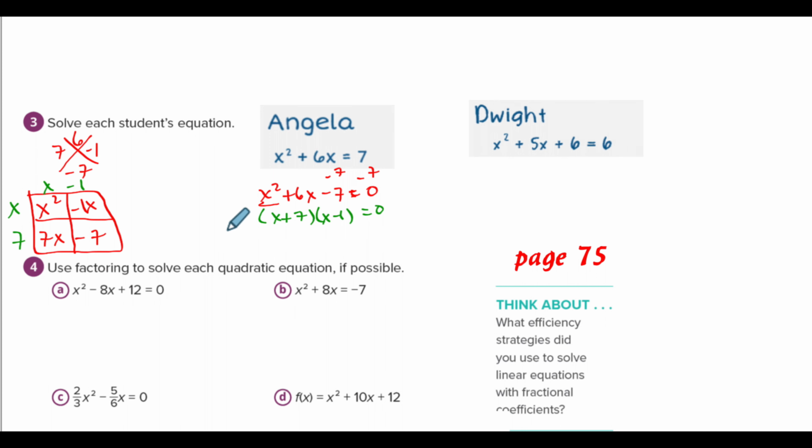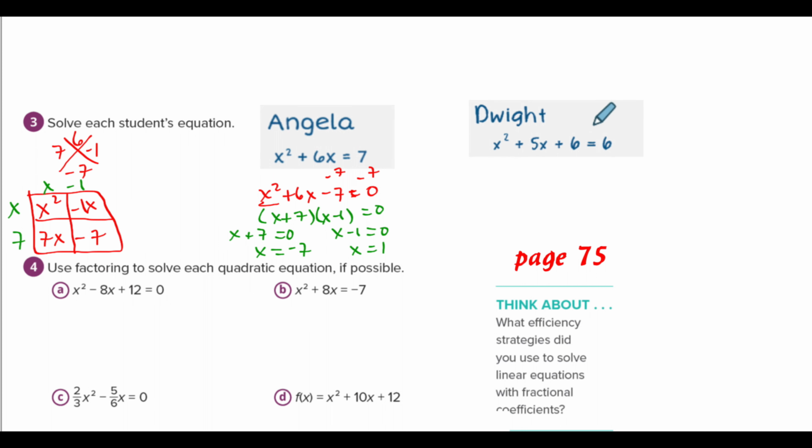Now I can set each one equal to 0. So x plus 7 equals 0, or x minus 1 equals 0. And you should be able to solve this in your head, right? You get x equals negative 7 and x equals 1. So that is solving Angela's by using factoring. We can't use square roots, if you notice, because we have a 6x here. So if I go to take a square root, I've got to take a square root of an x, and that ends up being very, very messy.